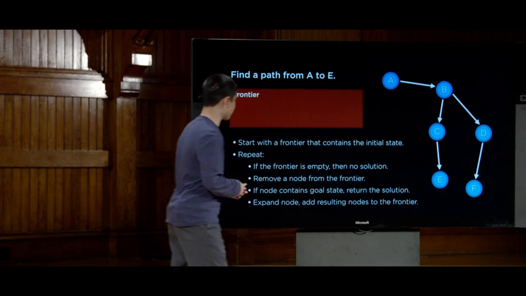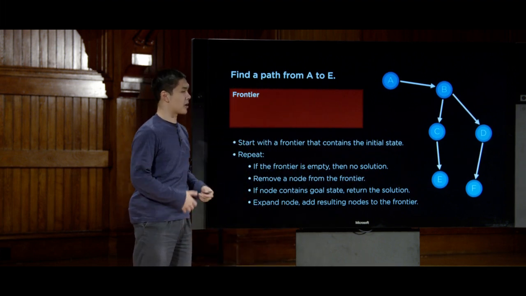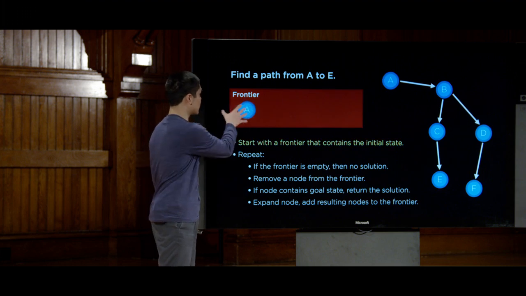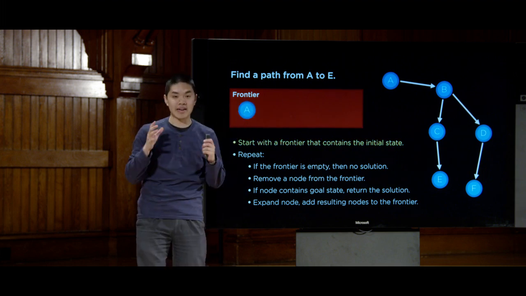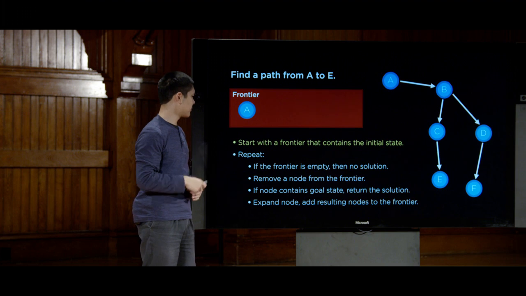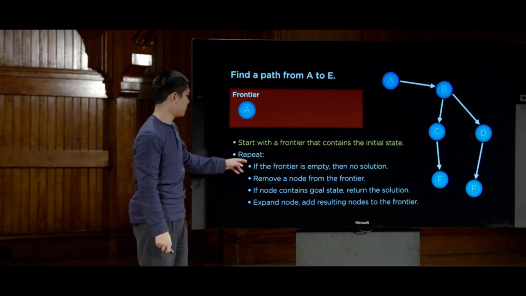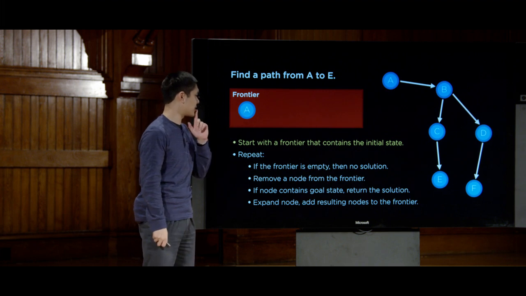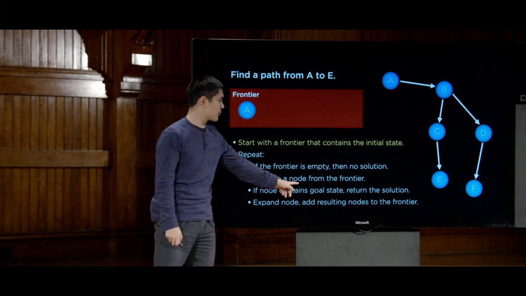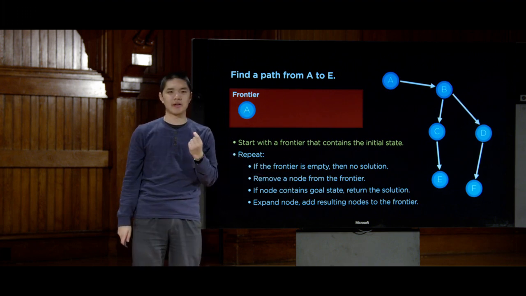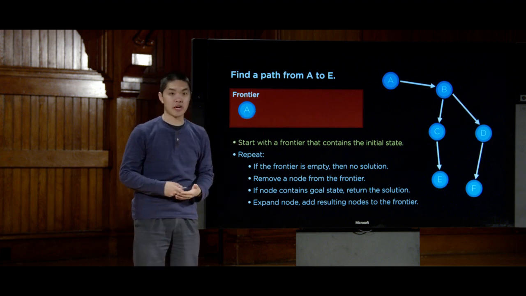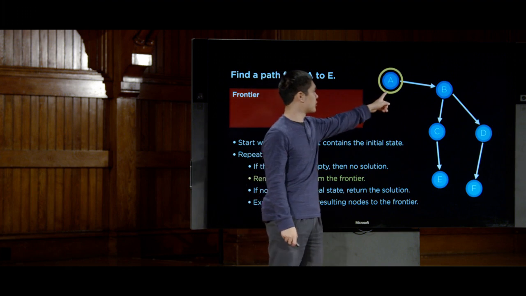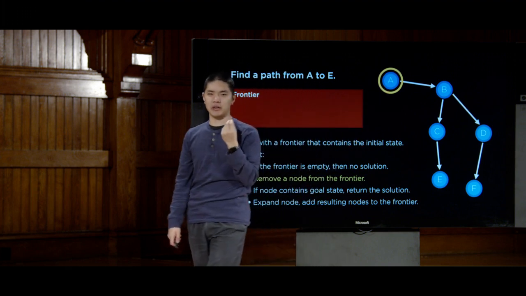So how are we going to do that? Well, we're going to start with a frontier that contains the initial state. This is going to represent our frontier. So our frontier initially will just contain A, that initial state where we're going to begin. And now we'll repeat this process. If the frontier is empty, no solution. That's not a problem because the frontier is not empty. So we'll remove a node from the frontier as the one to consider next. There's only one node in the frontier, so we'll go ahead and remove it from the frontier. But now A, this initial node, is the node we're currently considering.